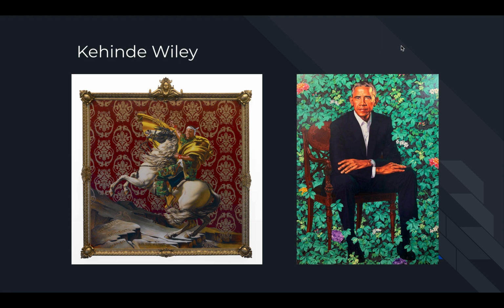So this piece on the left was famously a piece where Napoleon was riding his horse, and it's a very famous painting. You often see it in the Met, and then he did his own take on it. And then he also, like I mentioned before, was known for the Obama portrait.